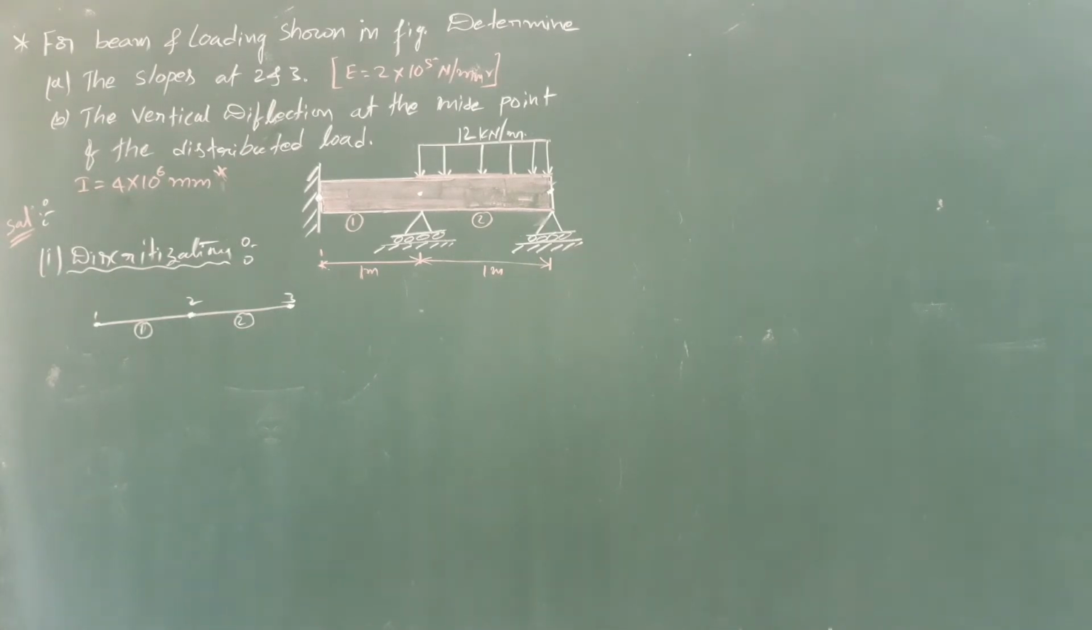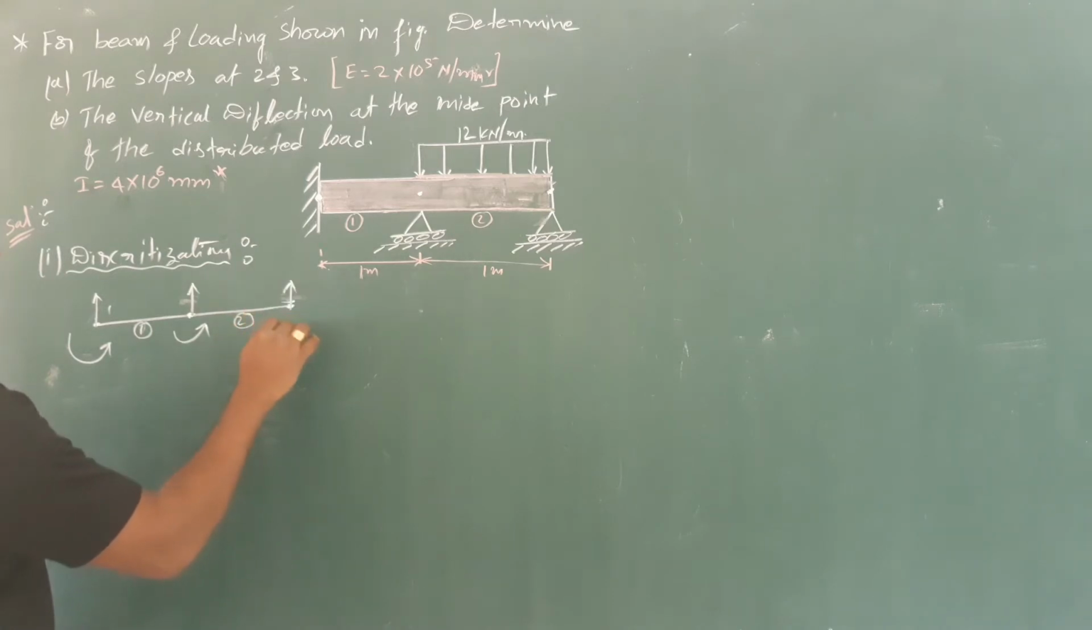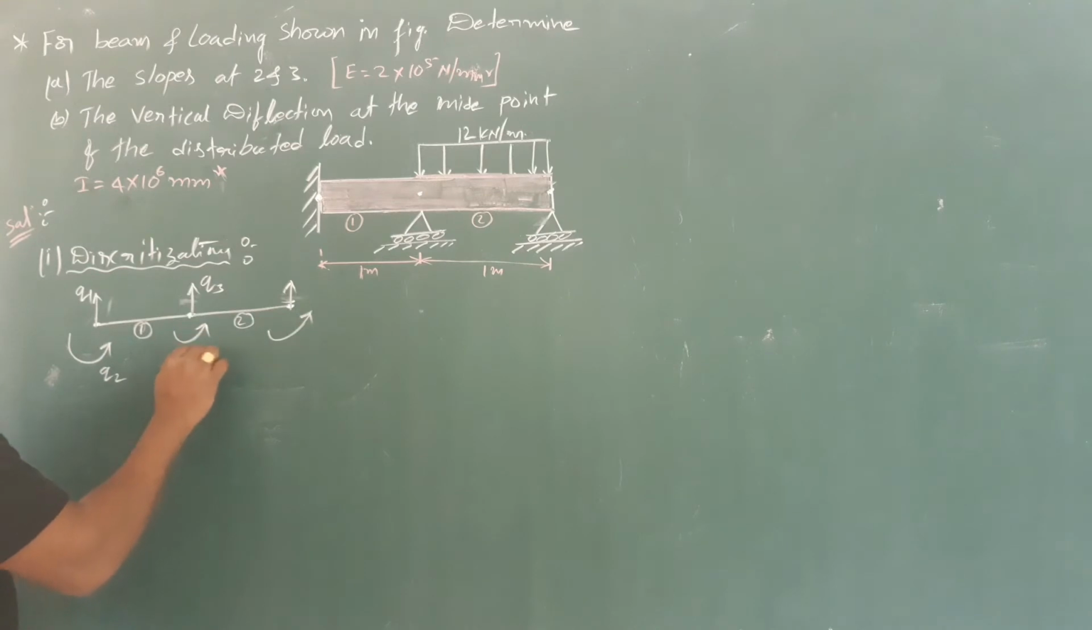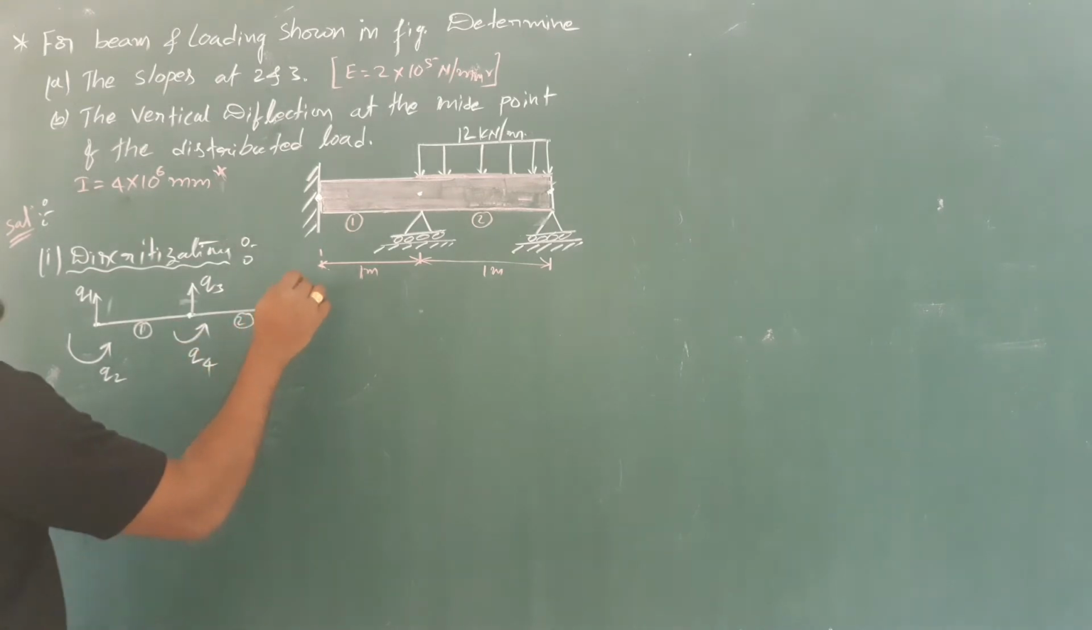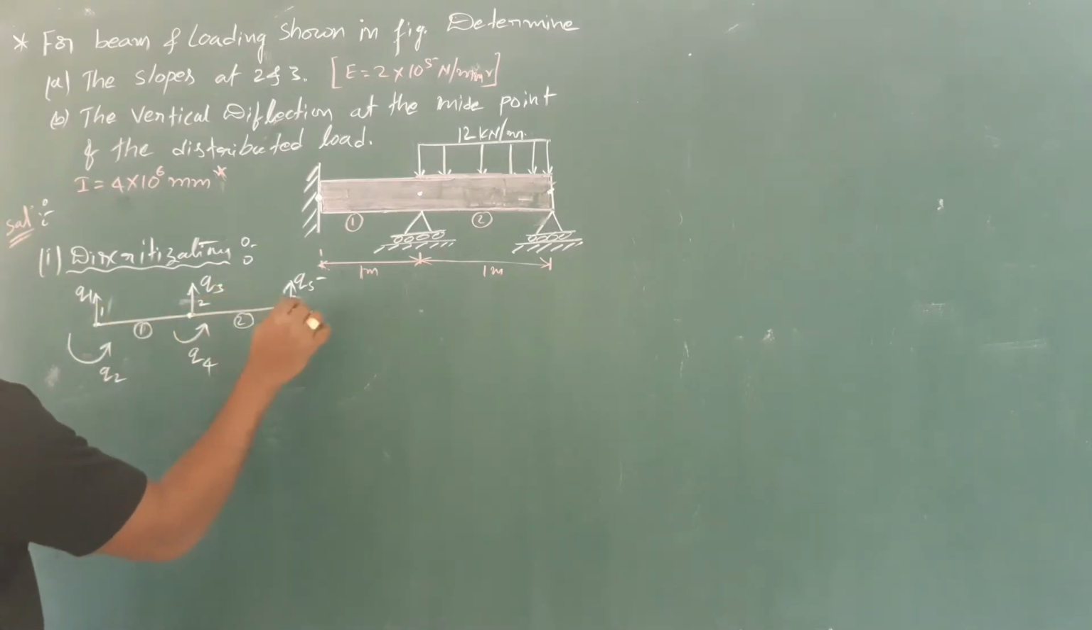Now the deflections, that is displacements. How many displacements at node 1? It has 2 displacements, one linear and another angular. Here also one is linear and another one is angular. Here also one is linear and another one is angular. See here, this is Q1, Q2, Q3, Q4, Q5 and Q6. These are the displacements that occur in a beam element.